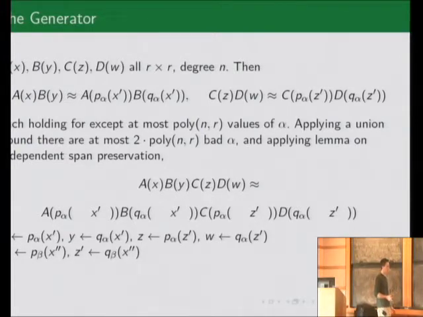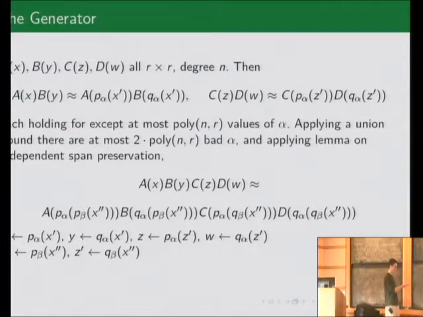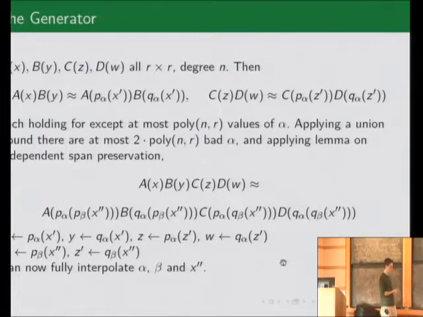Yeah, just like in the Nisan generator, you can think of the alphas and betas as the alpha. Right, I understand the analogy, just want to understand where you use this. So that's really all where I'm using that lemma. And so now we plug it in, and we've reduced 4 variables to one variable, and then we can just fully interpolate the alpha, beta, and x prime, and that will be our generator.